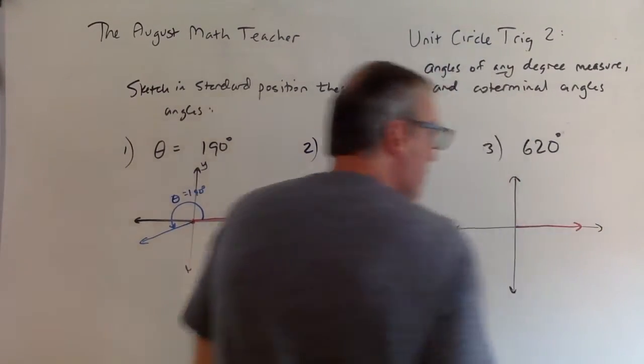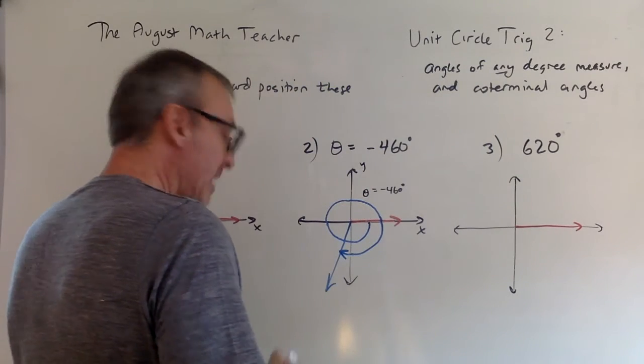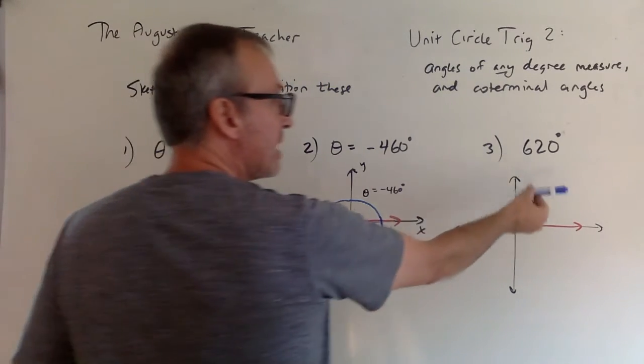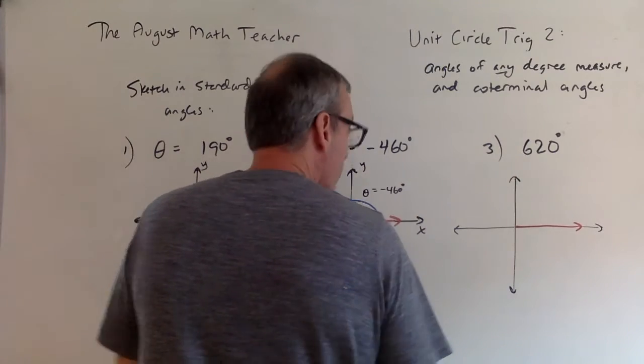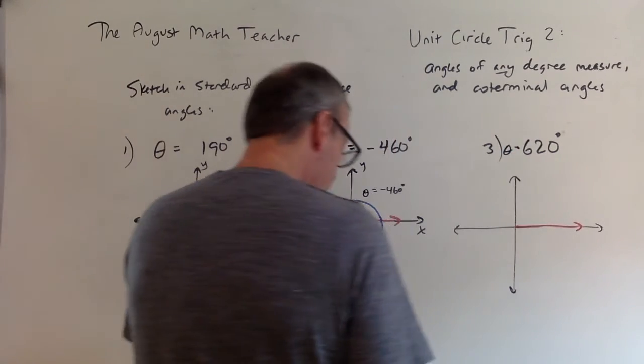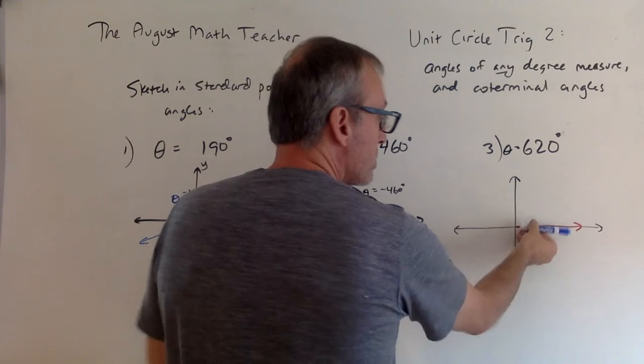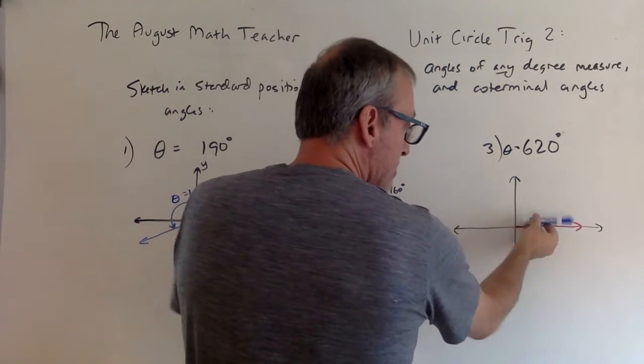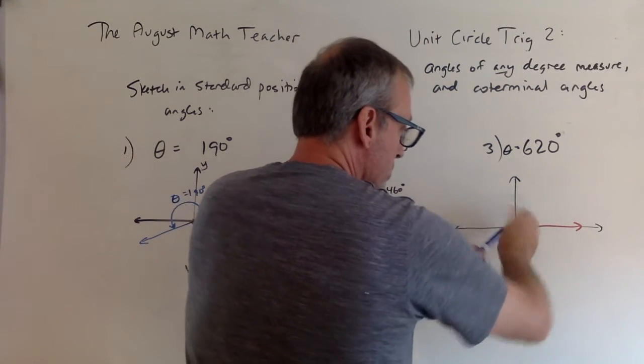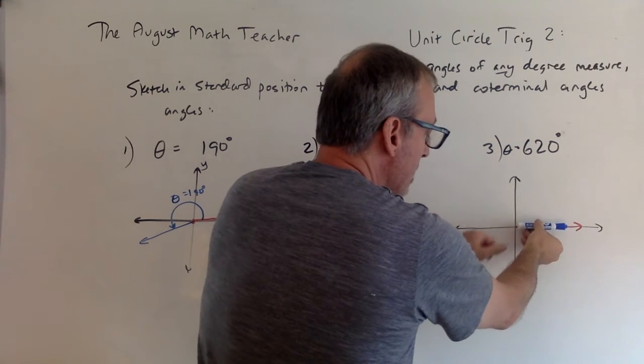We're going to make this initial ray, and now we're just going to make the terminal ray. Now it's a positive number. Theta equals... It's a positive number, so that means we're going to rotate counterclockwise this way. And I'm just counting up: 90, 180, 270, 360. Now I can keep going.